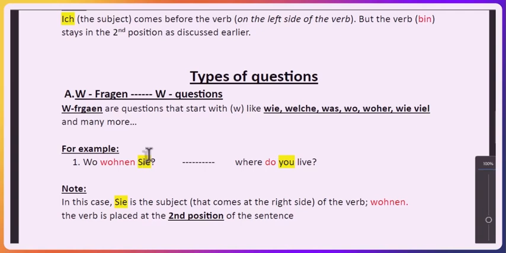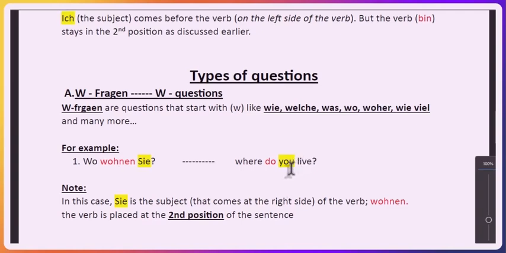It may be a bit confusing, but it is simple. If you understand the rule, you don't have to worry. When we say wo wohnen Z, where do you live? The red label is the verb and the yellow is the subject. The subject comes after the verb with the W-questions. Subjects come after the verb.